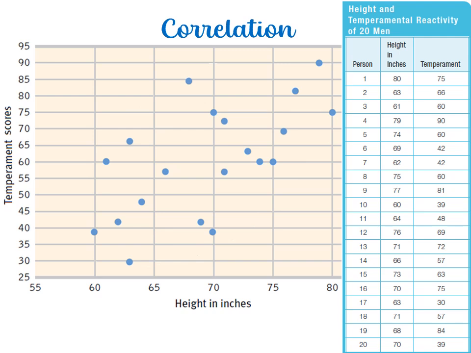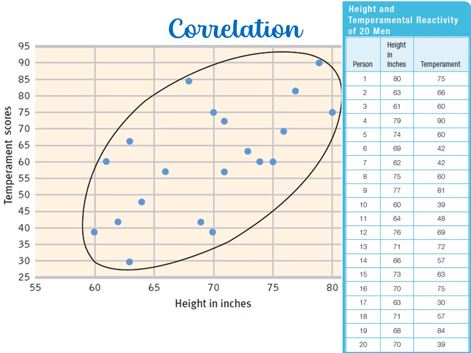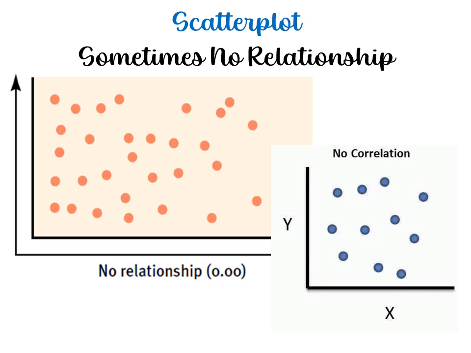So here's another example. This is the height and the temperament of 20 men. So does height have anything to do with your temperament or your personality? Well, there's a slight upward trend there. It's a little random, but there's a slight upward trend. If we look there, we sort of see it, but I don't know that I would really call it a really high correlation there. So yeah, sometimes there's really not any relationship.